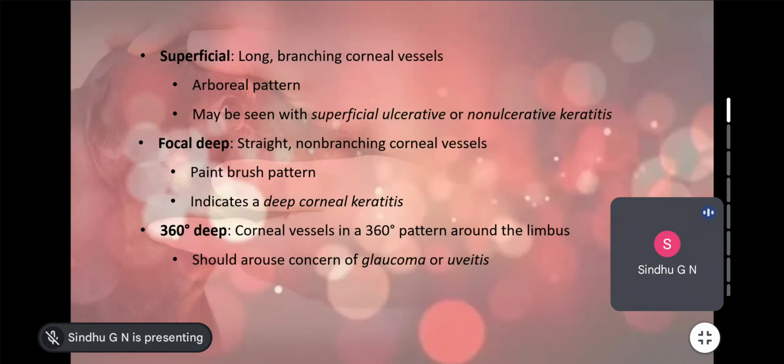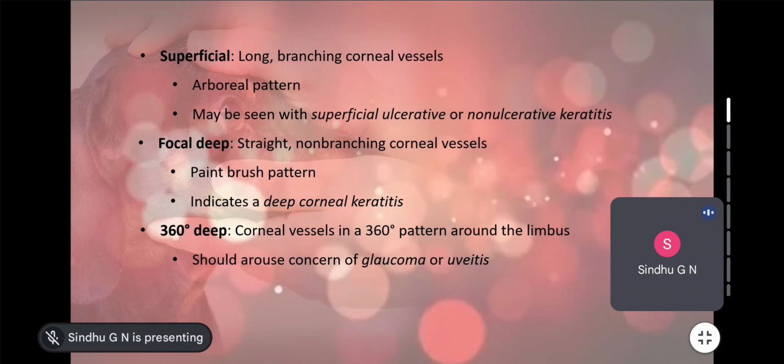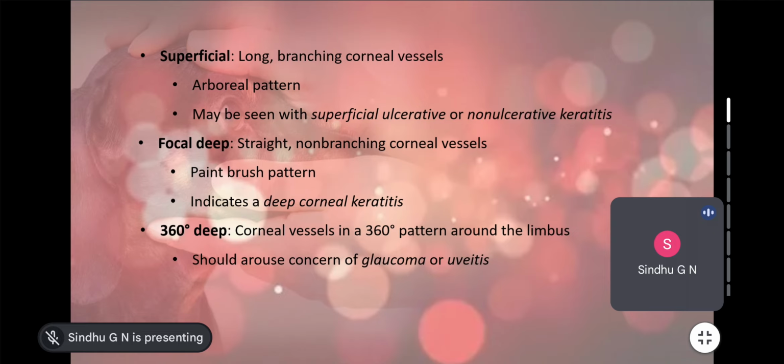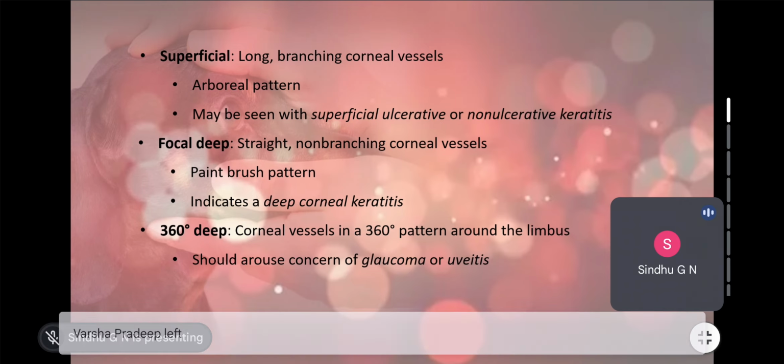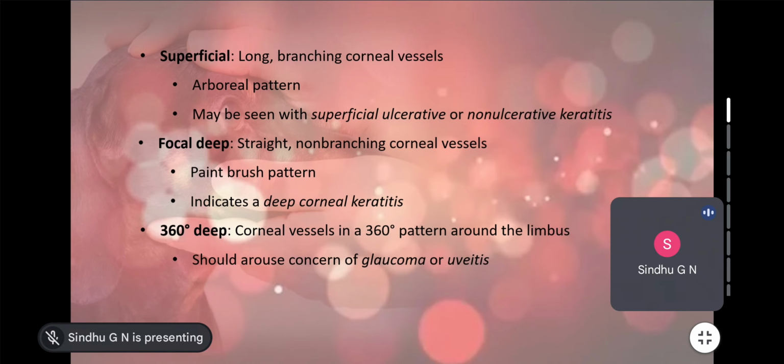So there can be three types of vascularization on cornea. First one is superficial vascularization. They are again the same as conjunctival vessels. They are branching and long vessels. Because of the tree-like appearance, we say arboreal pattern. They are seen in superficial ulcerative or non-ulcerative keratitis. Whenever there is a superficial lesion, we can see branching tree-like blood vessels from the limbus. Then they will be directed towards the ulceration or injury, also as a response to healing, response to injury. Then focal deep vascularization.